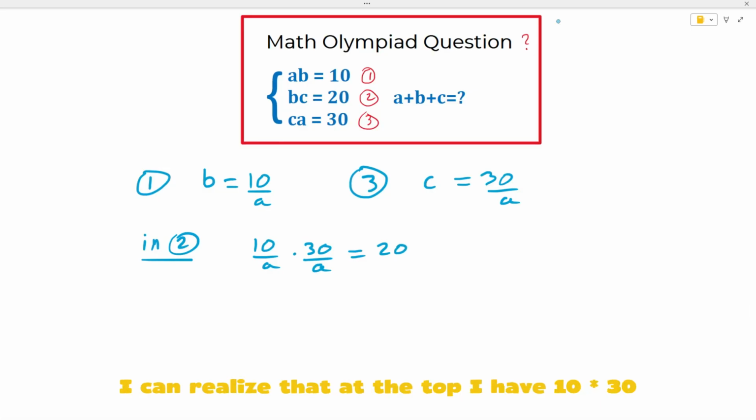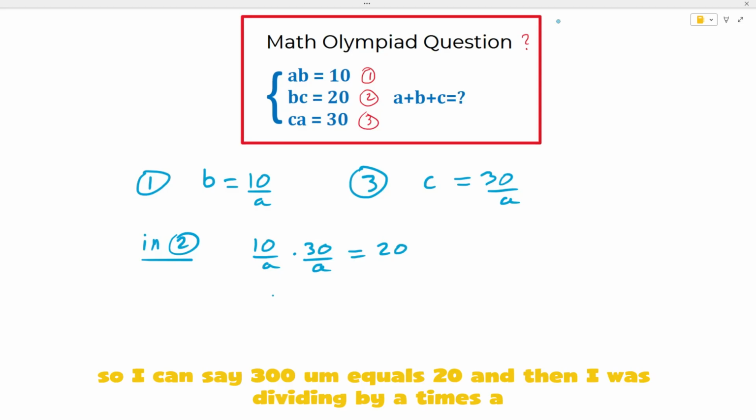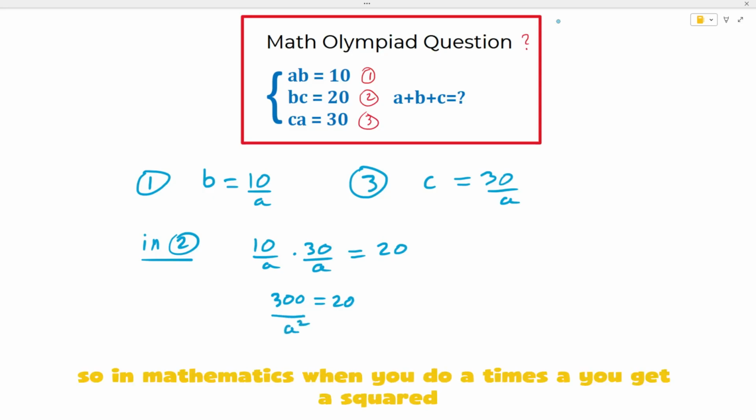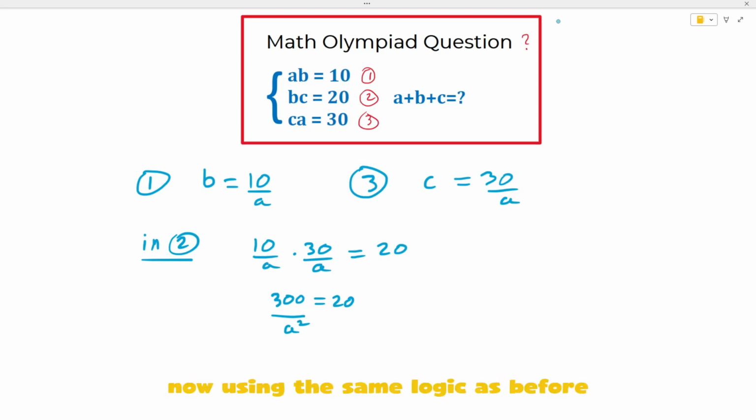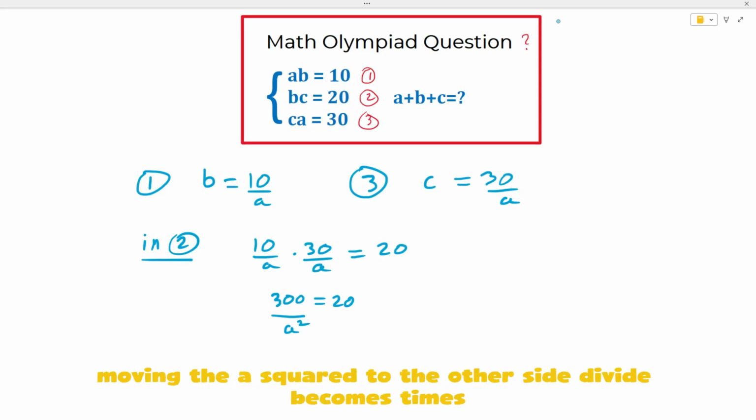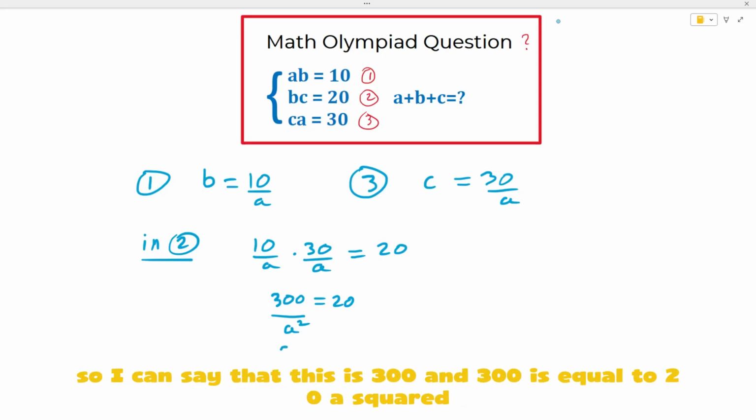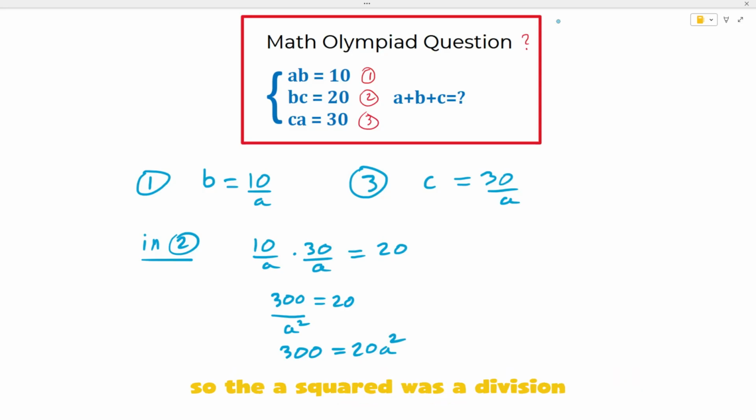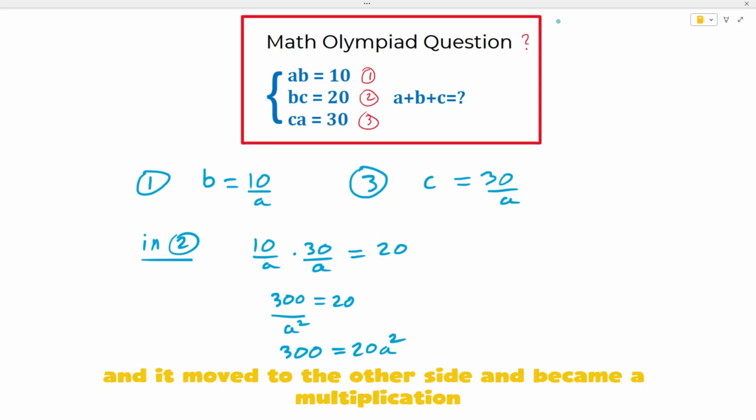So one cool thing that I can do here is I can realize that at the top I have 10 times 30, which is 300. So I can say 300 equals 20. And then I was dividing by A times A, which is A squared. So in mathematics, when you do A times A, you get A squared. Now, using the same logic as before, moving the A squared to the other side, divide becomes times. So I can say that this is 300, and 300 is equal to 20A squared. So the A squared was a division, and it moved to the other side and became a multiplication.